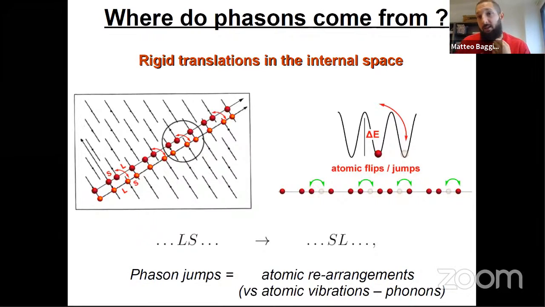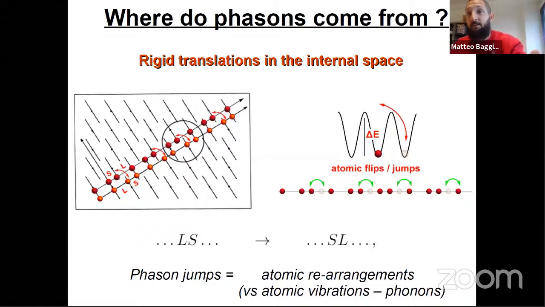Well, it means that basically you are rearranging the points. So this is not an oscillation around equilibrium like a phonon. This is basically a rearrangement. And as a rearrangement, of course, you have to imagine that you have a potential barrier, right? Because moving the atom from its equilibrium position to another costs energy. You have to overcome a barrier.